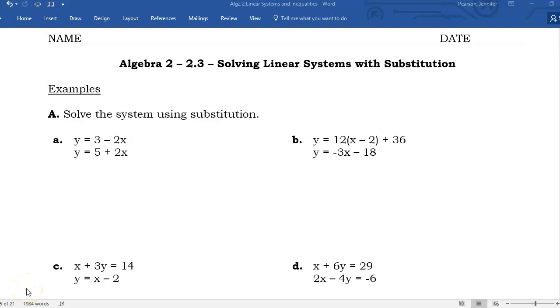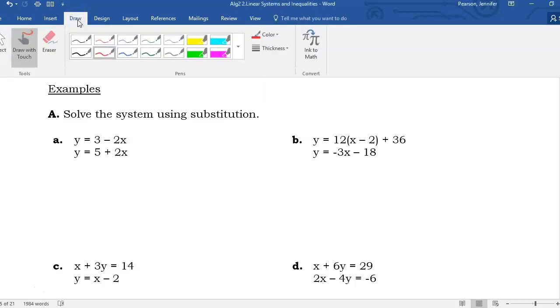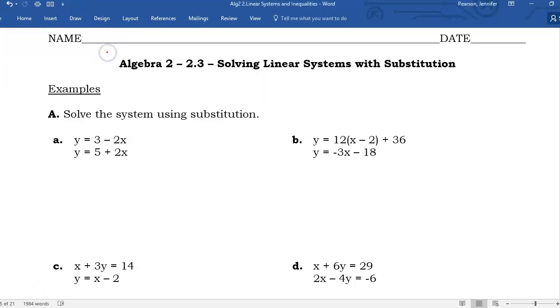This is Algebra 2, Lesson 2.3, Solving Linear Systems with Substitution. Okay, straight into an example then. We are going to take these two linear equations. They represent a system. They are both in intercept form. And because they are both equal to y, I'm going to set them equal to each other.